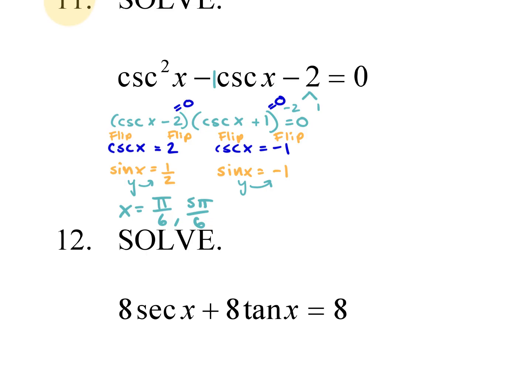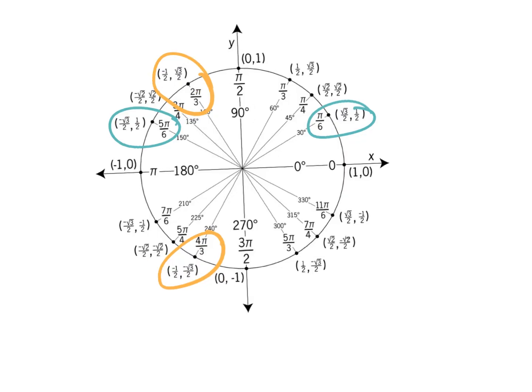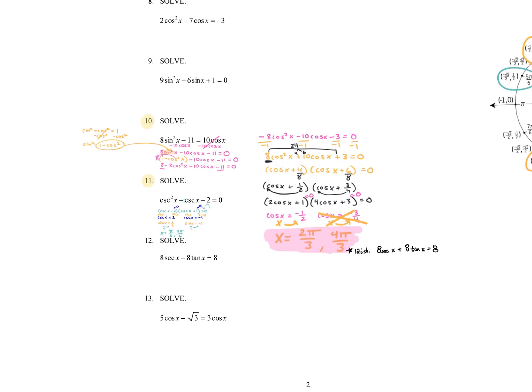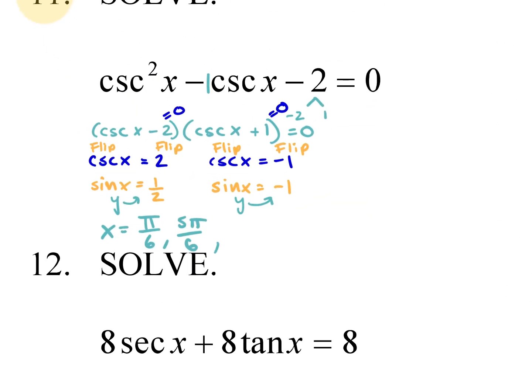And then we also want to see where we have a y value of negative 1. So going back to our unit circle, where do we have a y value of negative 1? 3 pi over 2. Anywhere else? Nope, that's it. So we're going to add 3 pi over 2 to our answer list. So these are our answers.